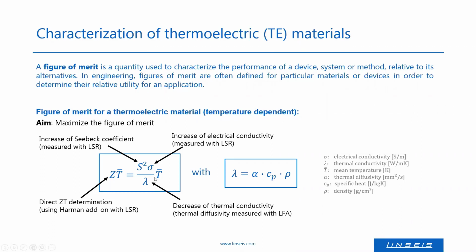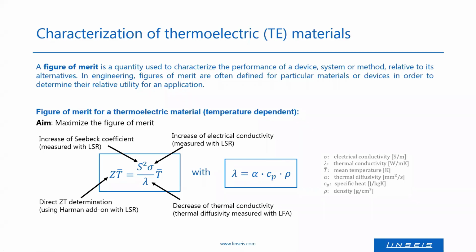But the laser flash only determines the thermal diffusivity, which is called alpha. Thus, one needs additional information about the specific heat and the density of the sample. The specific heat can, for example, be measured using also an LFA or a DSC.